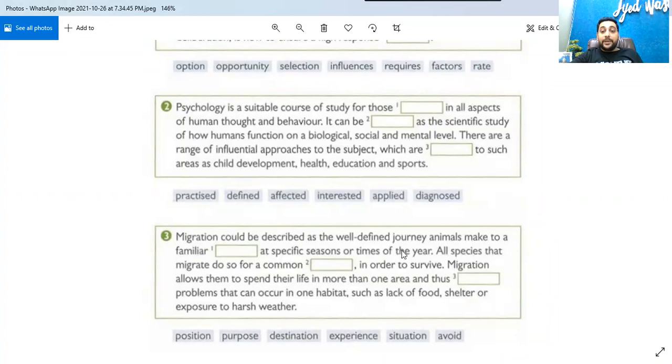Journey animals make to a familiar. So where do we make our journey to? Journey to something. The destination. Familiar destination. So journey to destination, the clue is journey. And familiar destination may be a collocation as well, but there may be a lot of other collocations, but destination cannot fit because of the word journey.